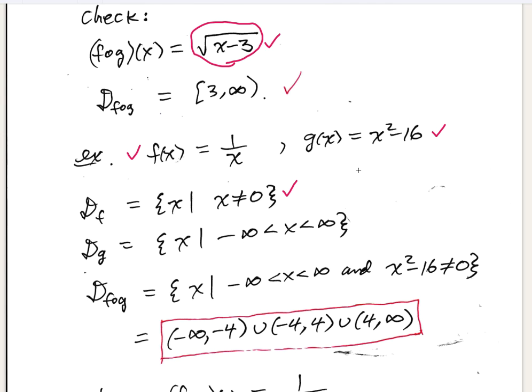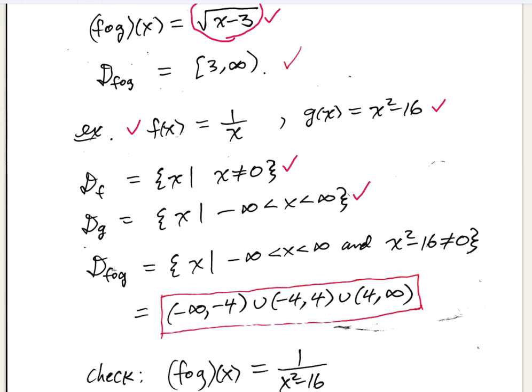How about the domain of g of x? Once again, the domain here is all real numbers. I decided to write this with set builder notation: the set of all x such that x is between minus infinity and infinity. So that's another way of writing all real numbers. Now let's do this then.